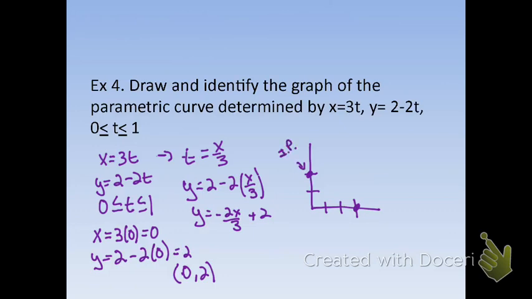Okay. And then we know if we substitute in the 1, we'd have what? Let's start with x. x equals 3 times 1, which is 3. y equals 2 minus 2 times 1, which is 0. So 3, 0 is my terminal point. See it going like this. And we're going to move along in this direction.